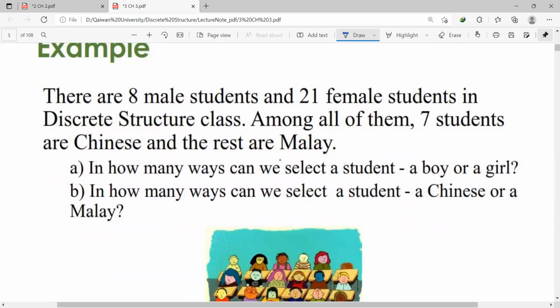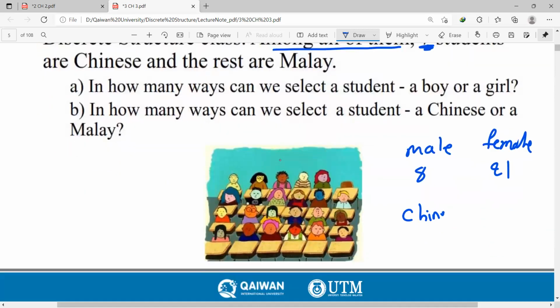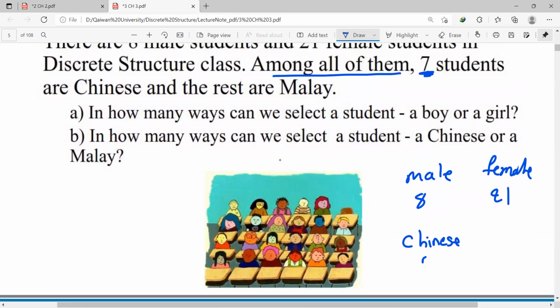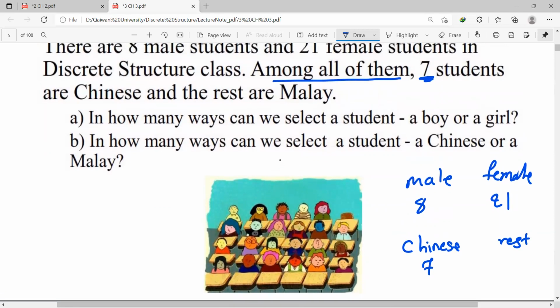We now have another example. It says there are 8 male students and 21 female students in a discrete structure class. That means male is 8 and female is 21. Among all of them, 7 students are Chinese. So Chinese, 7. And the rest, that means all the other nationalities, sorry, the rest are Malaysian.